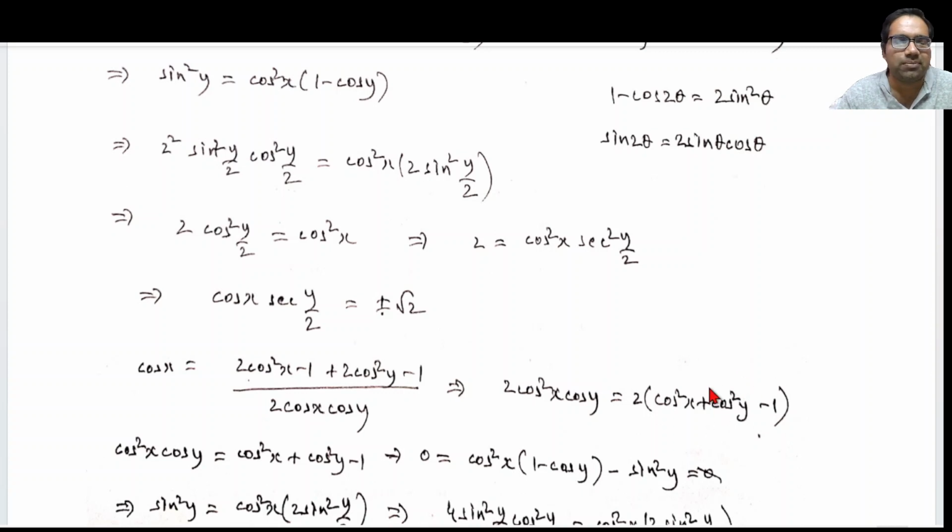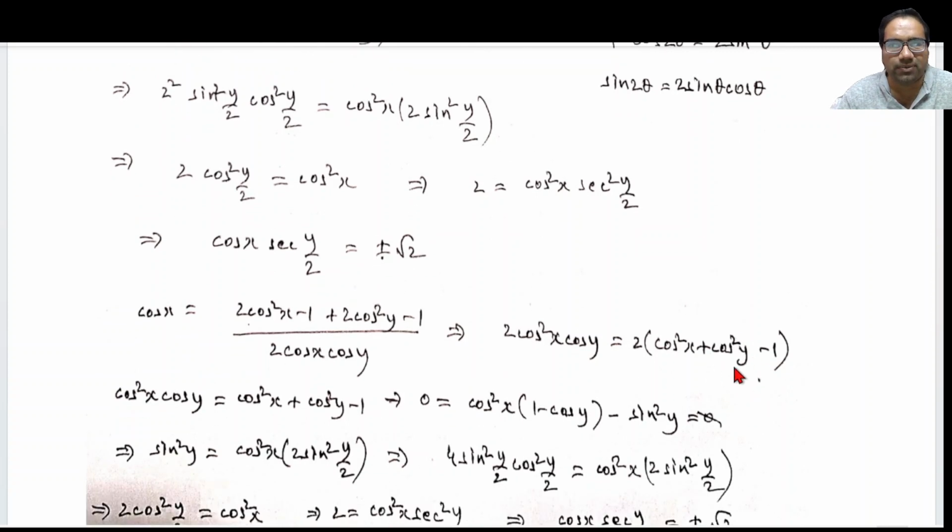We know cos square theta plus sin square theta equals 1. What does that mean? Cos square y minus 1 is minus sine square y. Right? We can cancel this 2 and this 2. So cos square x cos y equals cos square x plus cos square y minus 1. Right? Cos square y minus 1, we can write it as minus sine square y.